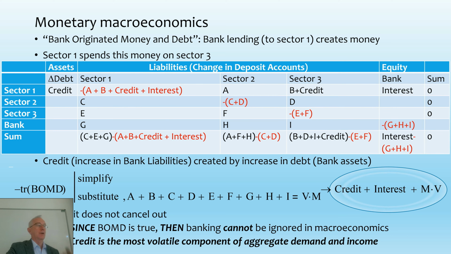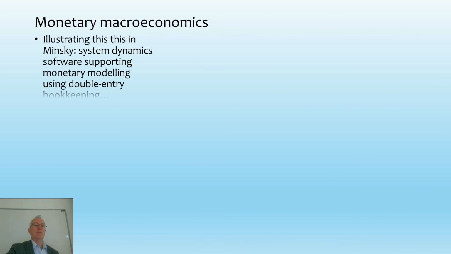So the turnover of existing money can change. Velocity of circulation can change. The stock of money can change, but they change fairly slowly. Credit can go from positive to negative. Okay? So credit's volatility means it tends to dominate the economy.